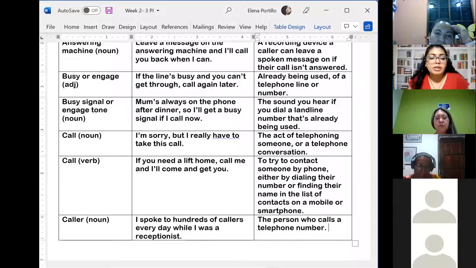En este caso, estamos hablando de las personas, el que llama. I spoke to hundreds of callers every day while I was a receptionist. Hablé con cientos de personas que llaman todos los días mientras era recepcionista. And this is the person who calls a telephone number. Es la persona que llama a un número de teléfono.